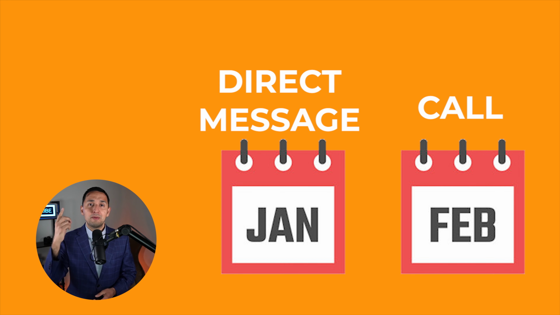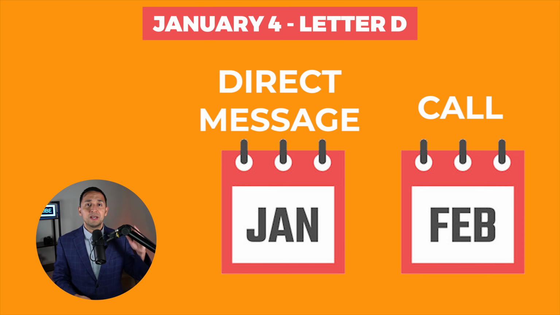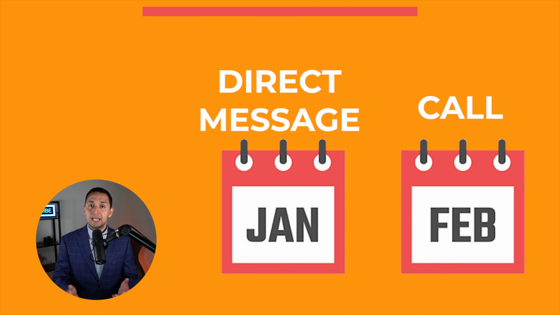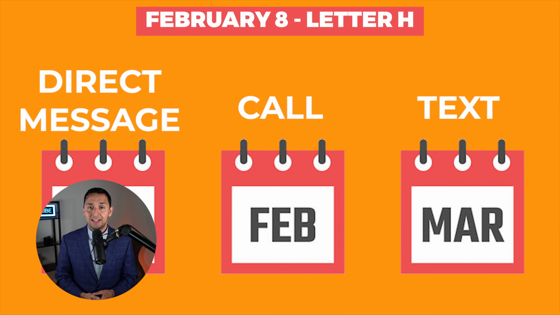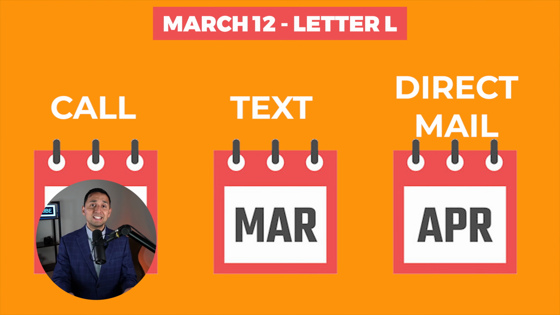So bringing this back to the cadence and structure that I shared earlier. In January, I'm direct messaging everybody in my sphere of influence, except I'm not direct messaging every single one of them. On January 4th, I'm direct messaging everybody that has a last name that starts with a D. So again, as an example, on February 8th, I'm calling everybody that has the last name that starts with an H. Are you starting to see how everything comes together? So March 12th, I'm texting everybody that has the last name that starts with an L.